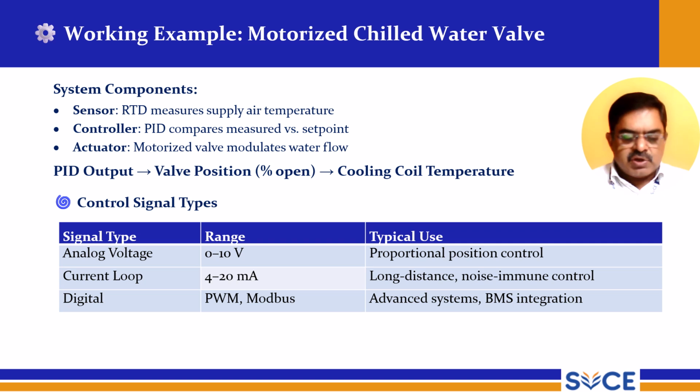So, control signal types are analog voltage, current loop and digital. The range for analog is 0 to 10 volts, and current loop is 4 to 20 milliamps. Digital is PWM, pulse width modulation, and Modbus. Typical use: proportional position control, long distance noise immune control, and in case of digital, advanced systems and BMS integration.